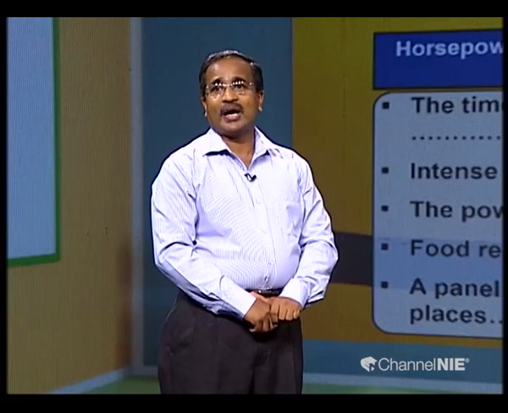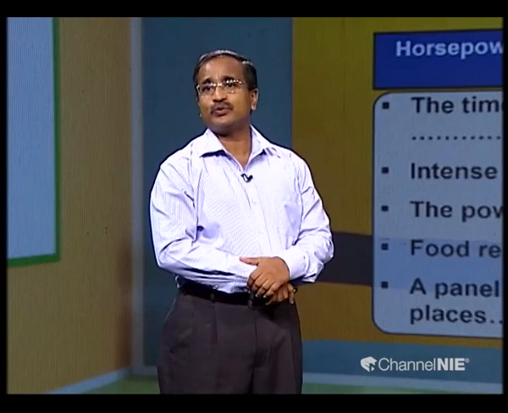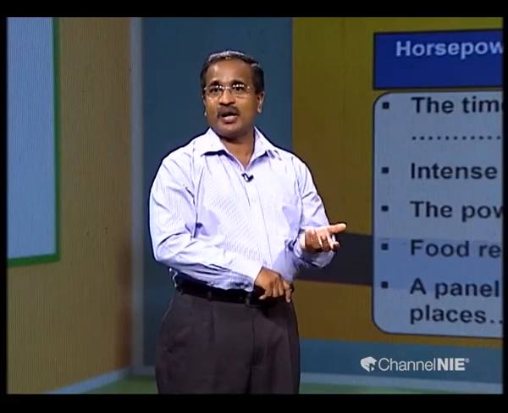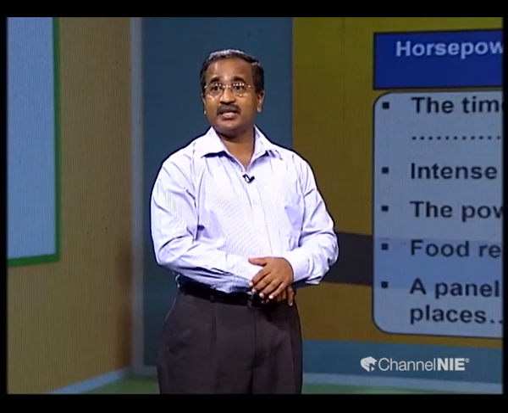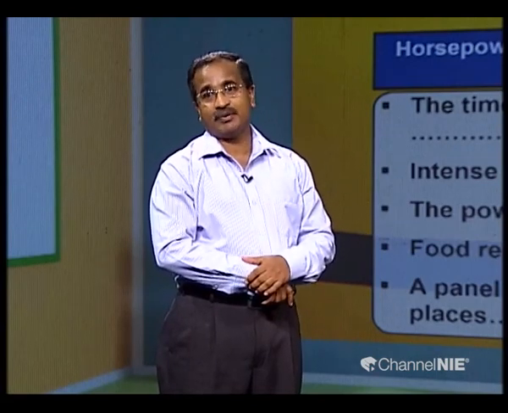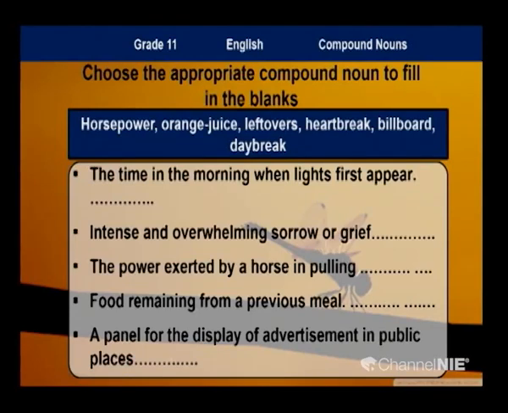Here also you have some words given on top. You have to use these words to fill in the blanks. Horsepower, orange juice, leftovers, heartbreak, billboard, daybreak. 1, 2, 3, 4, 5, 6. There are 6 words, but you have only 5 sentences. There is an extra word. You have to be very careful. You can try.